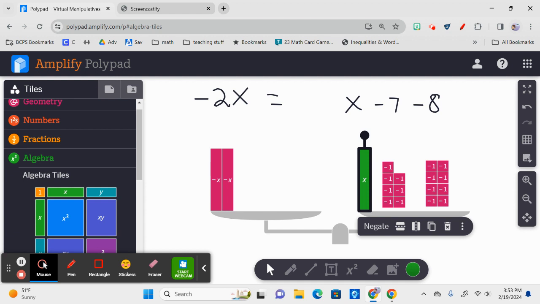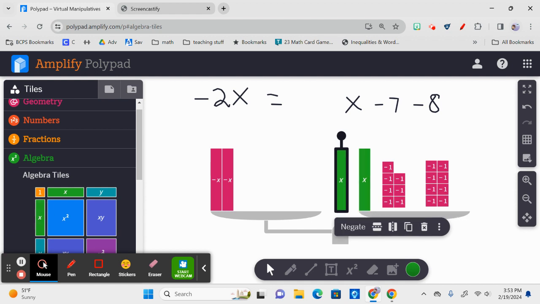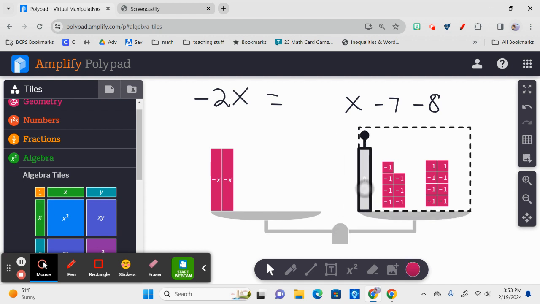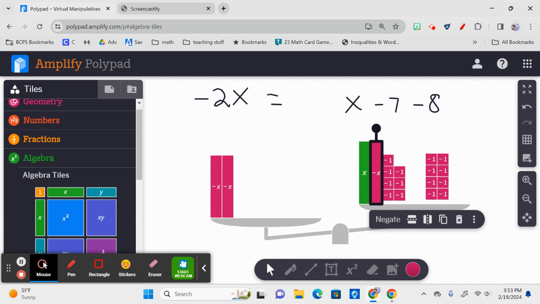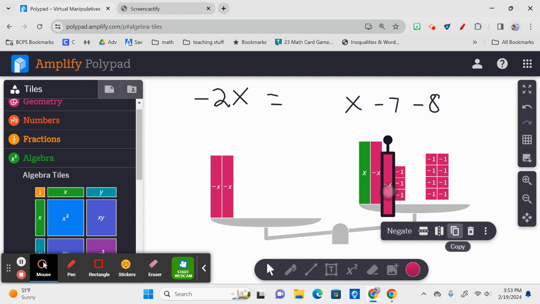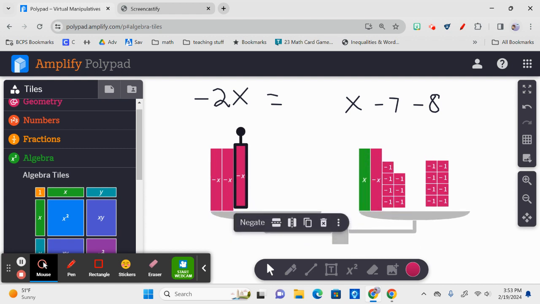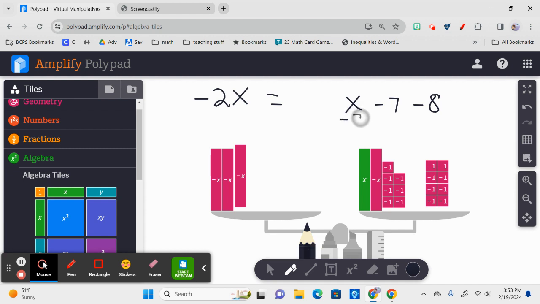The opposite of a positive 1x would be a negative 1x. So I could put that here, but that's going to unbalance my scale. Since I did it to the right side of the scale, I need to do it to the left side of the scale. Now I'm balanced again. Algebraically, that just means I subtracted x. This becomes negative 3x, and this becomes negative 7 minus 8.